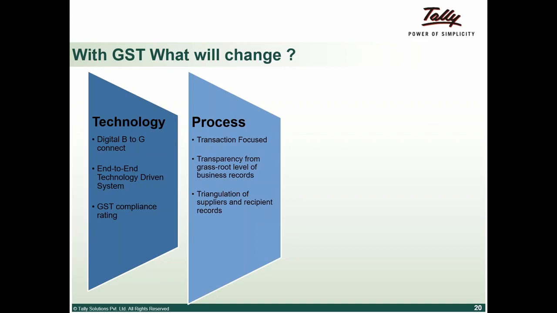Number two is the transparency from the grassroots level of the business record. Which means, as I was mentioning earlier, for every business, the purchase and sale play the most vital and major transactional records. Majority of them are made available on the GSTN portal, right? So we upload that information, and the government has that information. So we need to have this transparency and make sure that this information is recorded appropriately as per the requirement. The next aspect of it, if you see, is that now I need to triangulate.